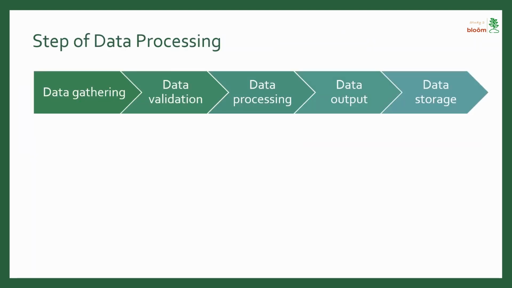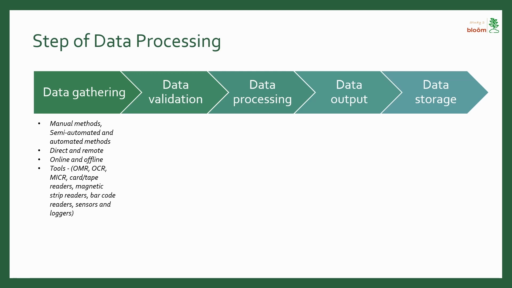What are the steps of data processing? The first step is data gathering. We can use manual, semi-automated, automated methods to gather data. We can use tools such as OCR, magnetic strip readers, barcode readers, QR codes, sensors to get the data.